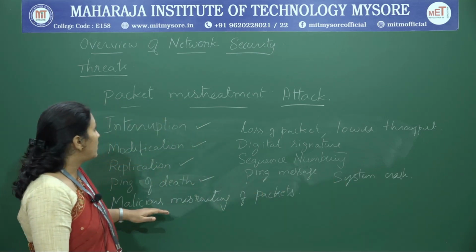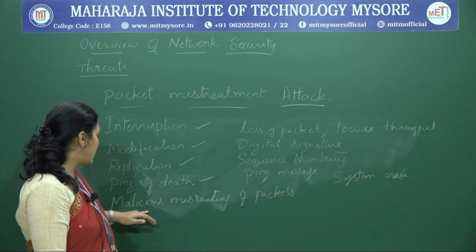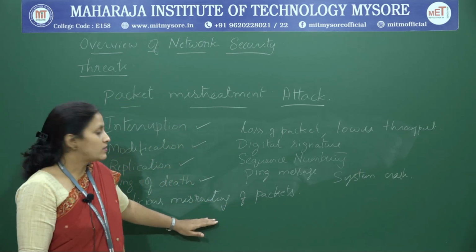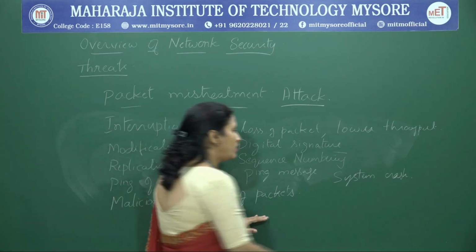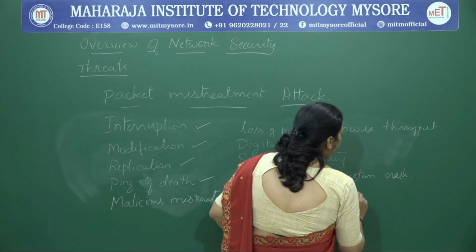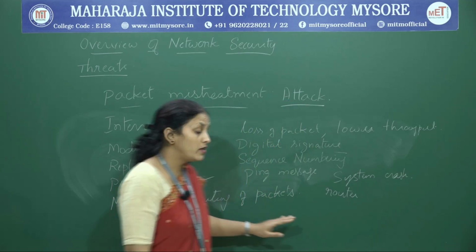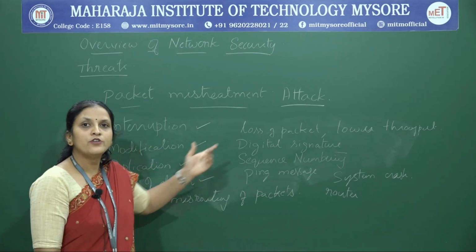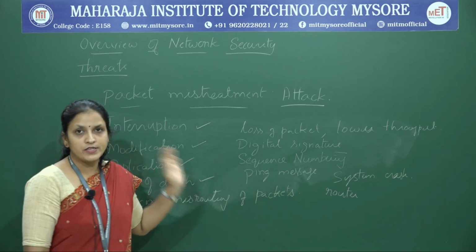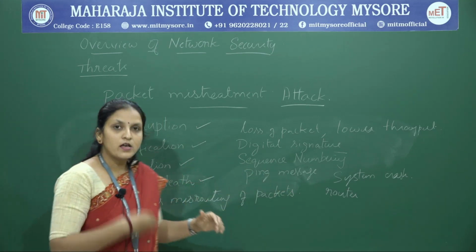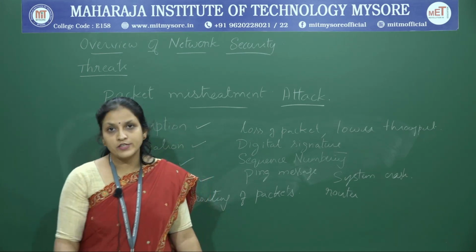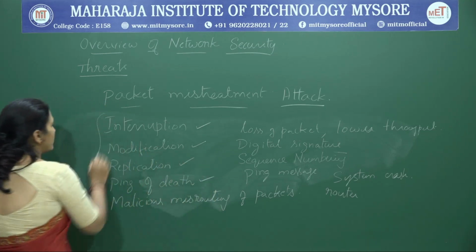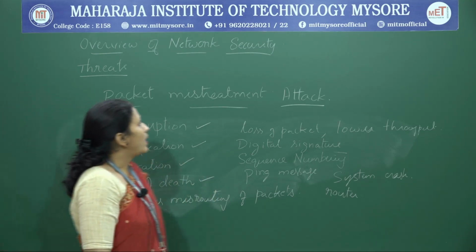The last example that we are going to consider here is malicious misrouting of packets. Here the attacker is directly going to attack the router, not the data packet. The routing information is mistreated by the attacker, and the packets are routed to a wrong destination in this case. So, these are the 5 examples which we are considering here. So, this is about packet mistreatment.